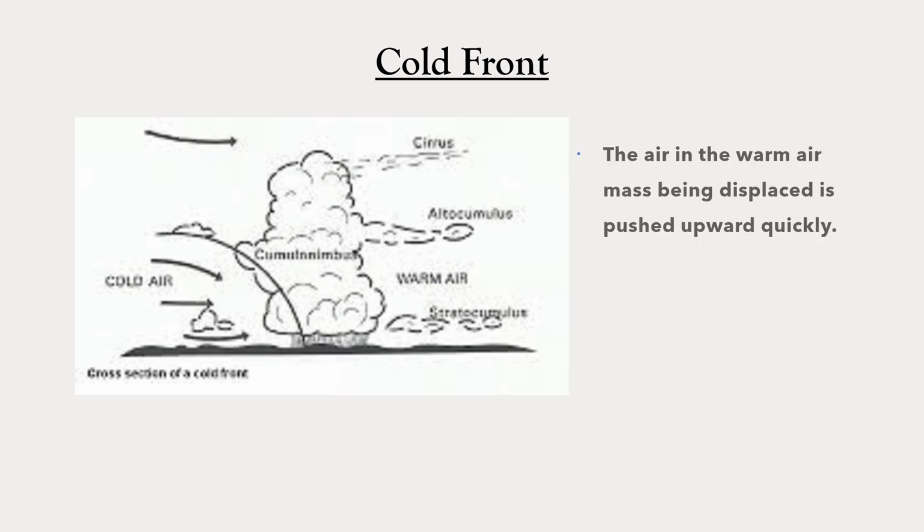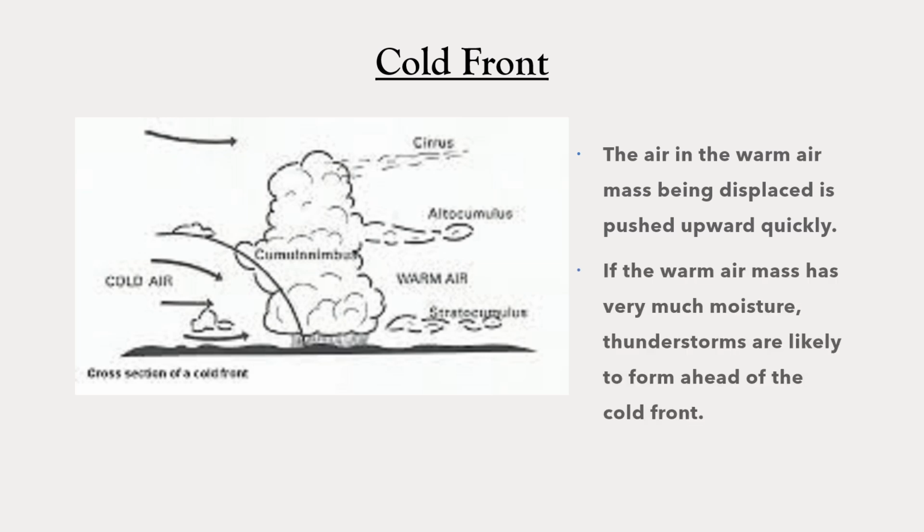So this picture shows a sort of a cross-sectional view of a cold front where we've got a cold air mass moving in and displacing a warmer air mass. When that happens, air in the warmer air mass, because it is less dense, gets pushed upward quite quickly. That cold air mass comes in and pushes under it, and the warm air goes up.